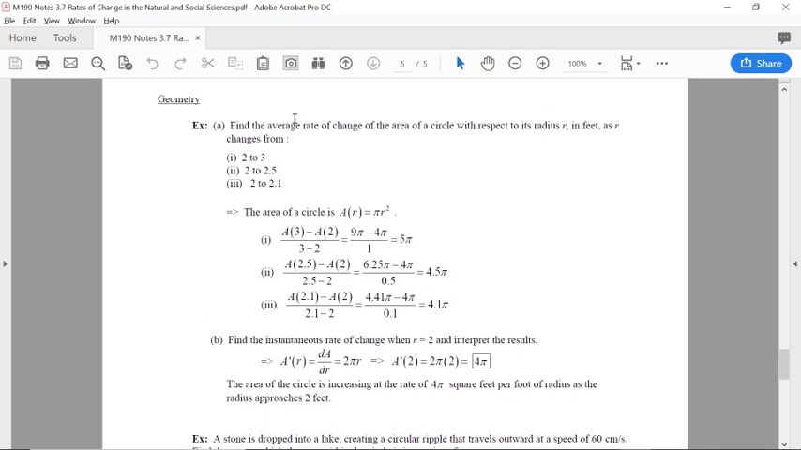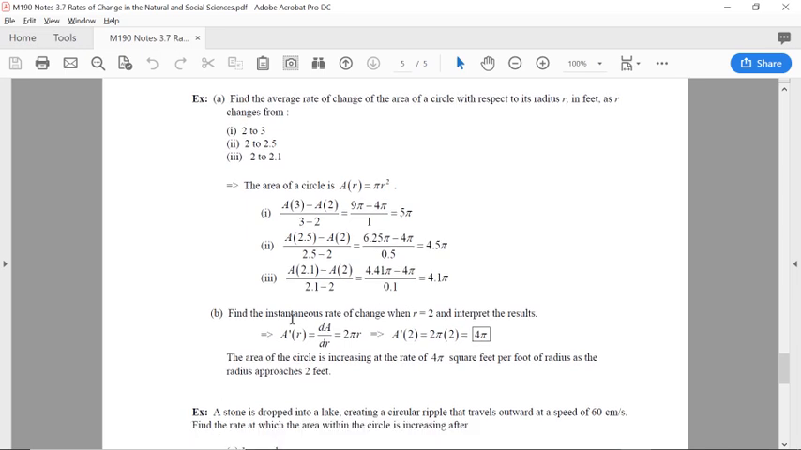Find the average rate of change of the area of a circle. Area of a circle. You're expected to know the formula for the area of a circle then. What is the formula? The area of a circle is pi r squared. So down here, when you wanted to find the instantaneous rate of change at r equal to 2, well, you need to take the derivative of the formula for the area of a circle with respect to r, the input variable. That's the interpretation we have in context.